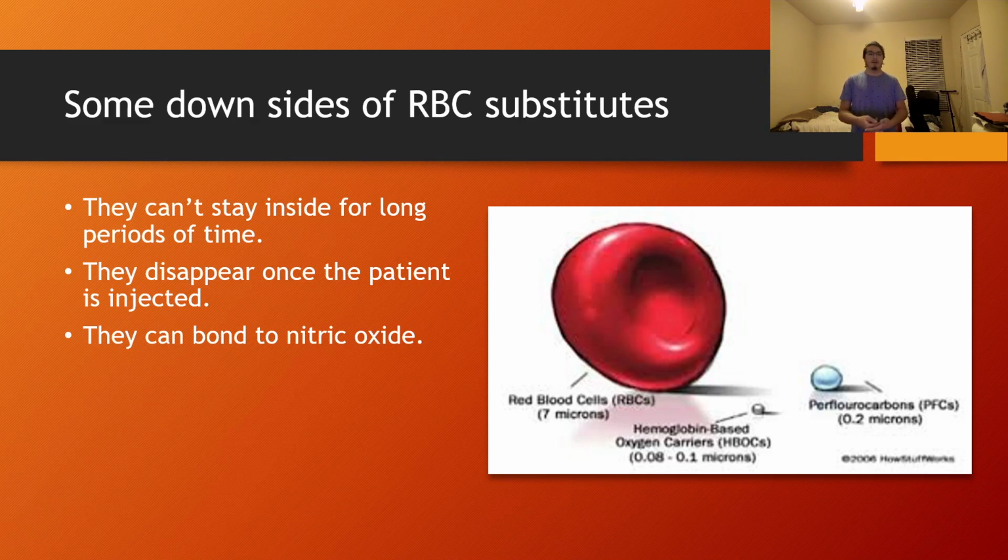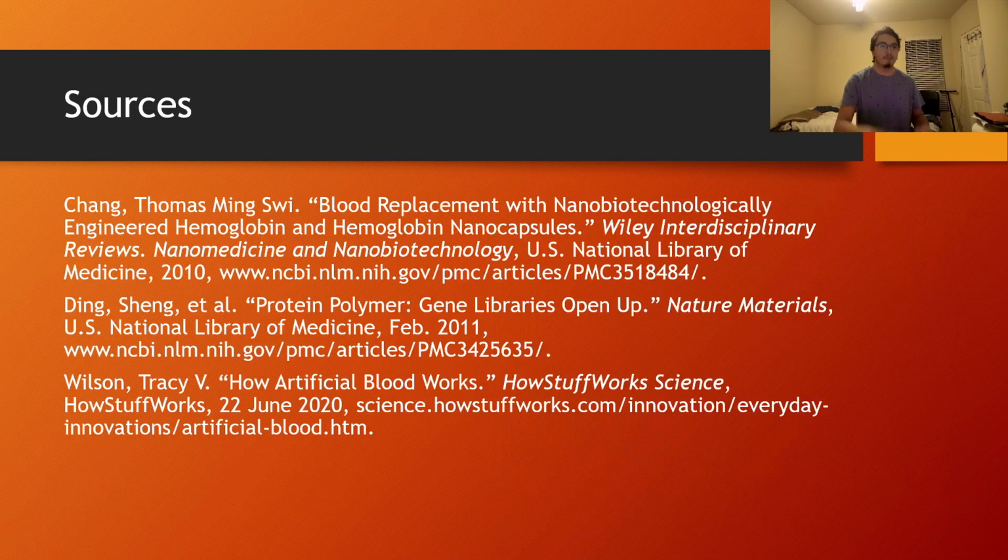Another bad thing about RBC substitutes is that they can bond to nitric oxide. Nitric oxide is responsible for the pressure in your blood, and since the RBC substitutes are small enough to enter and react with nitric oxide, they could mess up the blood pressure of the patients, causing high levels of blood pressure, and that could result in death. So those are the bad sides, and here are the sources.